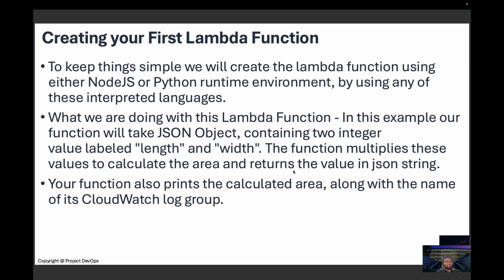We will be creating our Lambda function and keeping it simple. We will use either Node.js or Python as the runtime environment. In this example, our function will take a JSON object containing two integer values labeled length and width, then multiply them and return the value in a JSON string. This will generally be used as a calculation of the area. Your function will also print the calculated area along with the name of its CloudWatch log group.